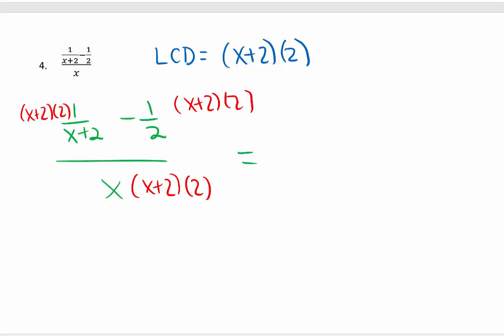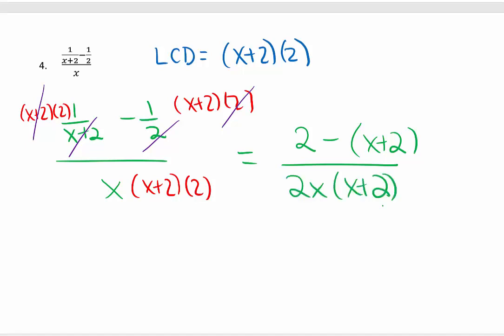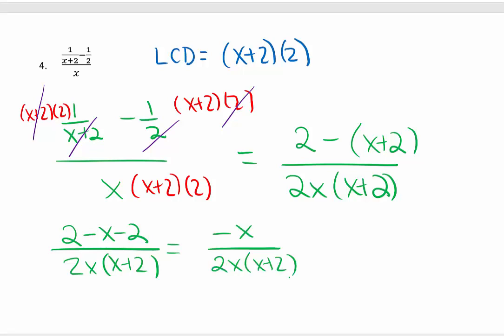So just like before, I'm going to multiply every single term by that LCD. Second term, the 2's cancel, and I'm left with an x plus 2. Notice I kept that x plus 2 in parentheses for now, because I want to remember that the subtraction is actually going to apply to both of those terms. In the denominator, nothing cancels out. I'm just going to rewrite that as 2x times x plus 2. So if I distribute in the numerator, I have a 2 minus x minus 2. I distributed the negative sign. And when I combine like terms, all I'm left with in the numerator is that negative x. And my denominator is still 2x times x plus 2.